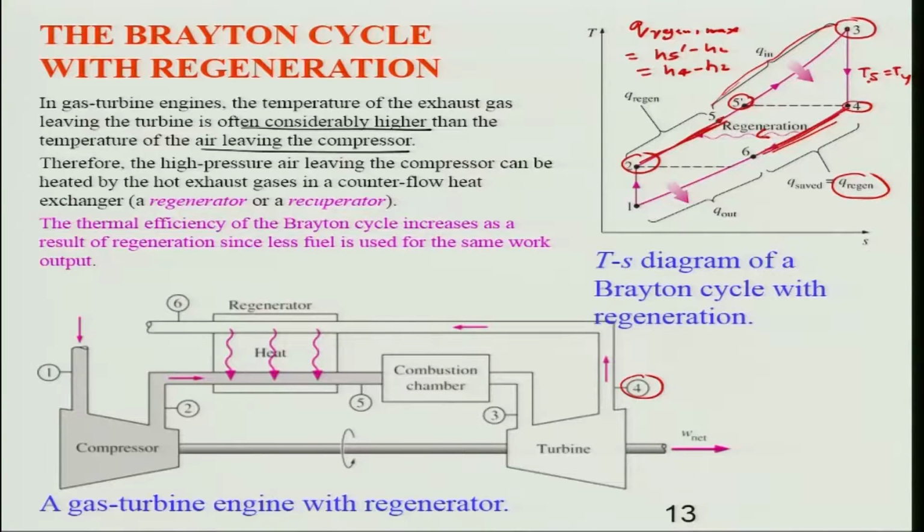But for the actual case, your Q regeneration is nothing but your H5 minus H2, and the ratio of this Q regeneration to the Q regeneration maximum is what we call effectiveness. So note that this particular regeneration is useful only when exhaust temperature is higher than the compressor exit temperature.